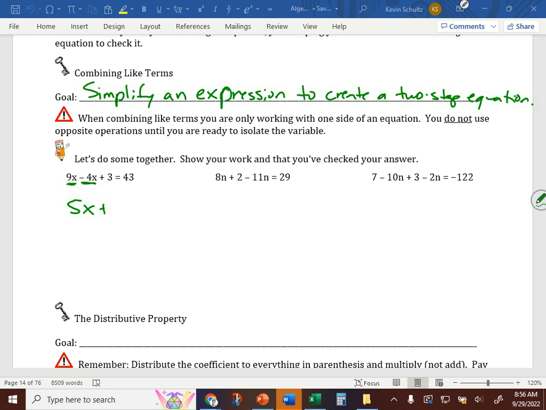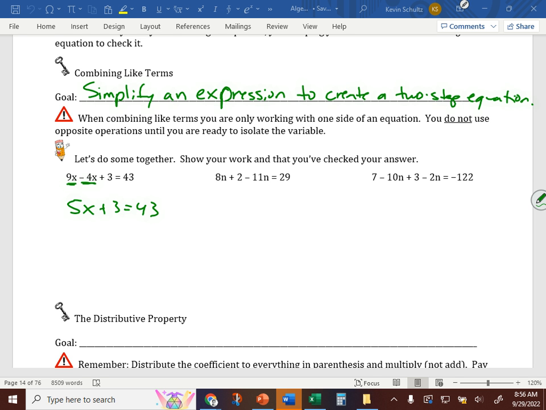So 5x plus 3 equals 43. Why can't we add 5x and 3? We may have talked about this yesterday as well. Ryan, yeah, you were super excited about that. Right, they're not like terms, right? The 3 doesn't have a variable. It is a constant. You cannot combine constants with variable terms.